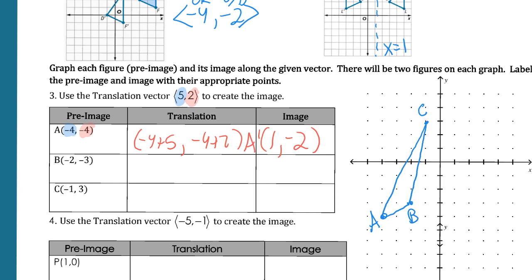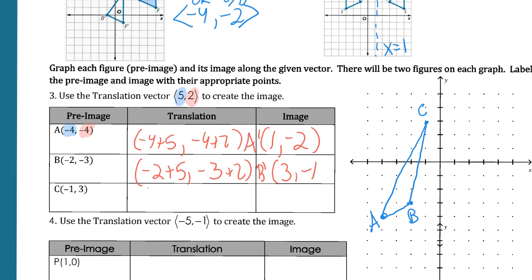To get our B prime, you take our x coordinate and put it with the x value of the vector. Okay, so again, we're trying to move it right 5, so we're going to plus 5 to it. And then we take -3, and we're going to plus 2 to it. Again, the y value and the y component of the vector. And so our B prime, our second point, would be 3 and -1, okay?